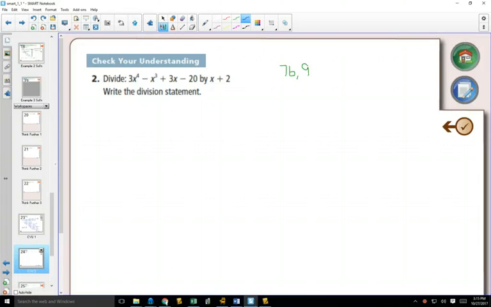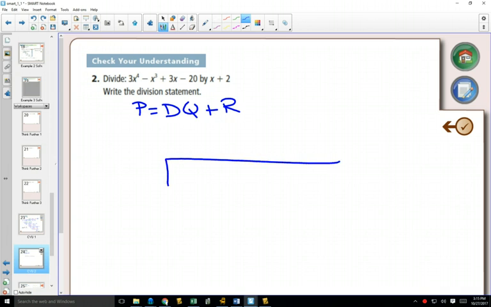Divide blah, blah, blah by blah, blah, blah, and write the division statement. So that means when we're done, we're going to think about ice cream. P equals dq plus r. That's our division statement. So our polynomial, that's what's inside here.